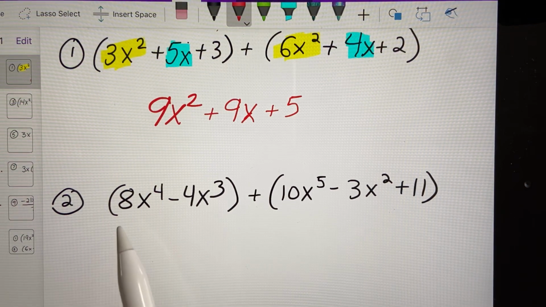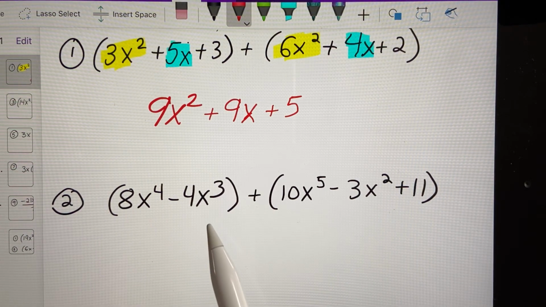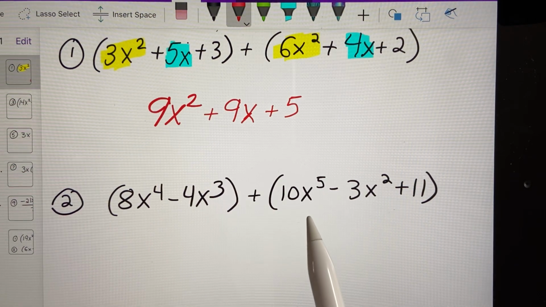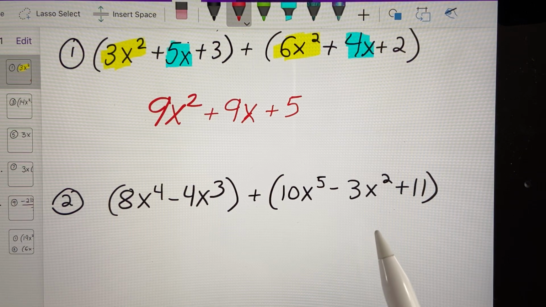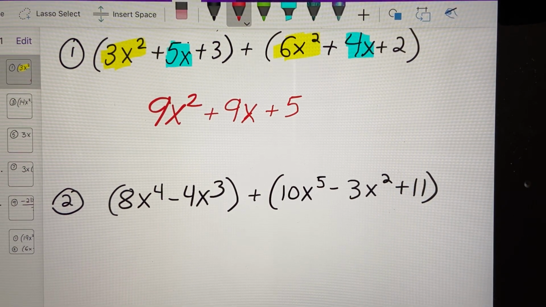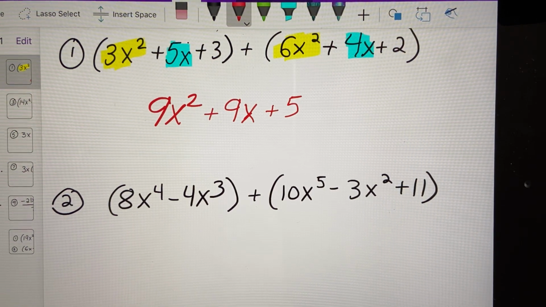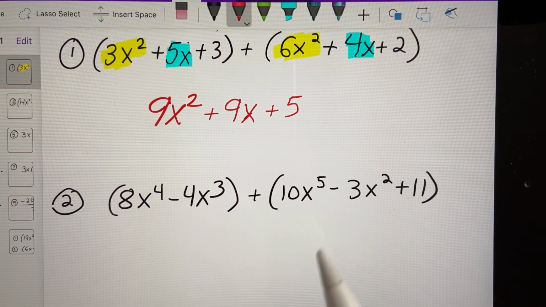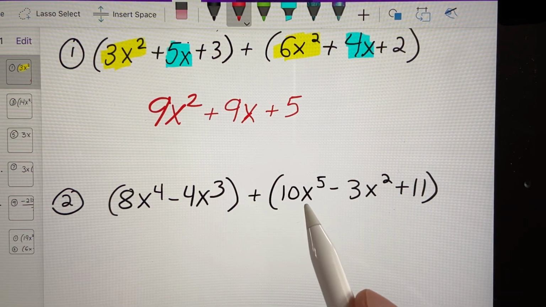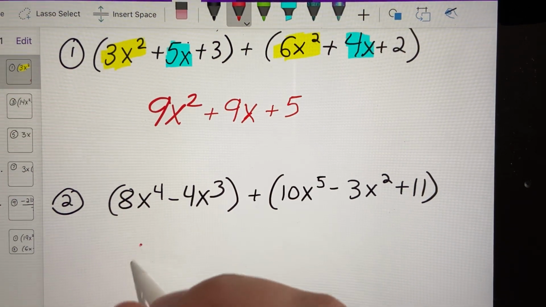So let's see here. I've got 8x to the 4th minus 4x to the 3rd plus 10x to the 5th minus 3x squared plus 11. The first thing I notice is that I don't have any like terms, which means basically all I need to do here is just write this in standard form. Starting out with the highest degree monomial, that would be 10x to the 5th goes first because the 5 is the biggest degree. So I'll put 10x to the 5th.